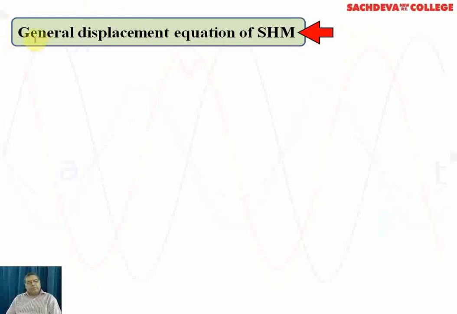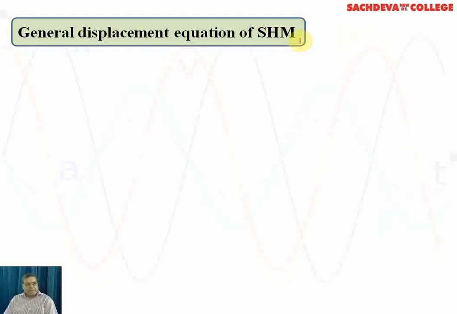Now we come towards the general equations of SHM with regard to displacement. The displacement can be given as y is equal to a sine omega t or y is equal to a cos omega t. Omega t is the phase angle, whereas a is the amplitude. So all the equations of SHM are either sine functions or cosine functions, and if they are in some other pattern, we have to convert them to sine or cosine functions.